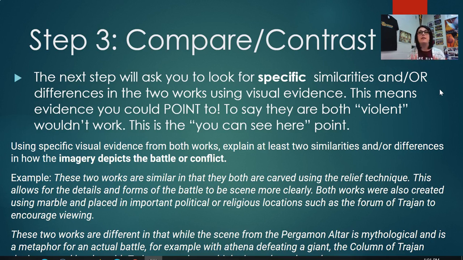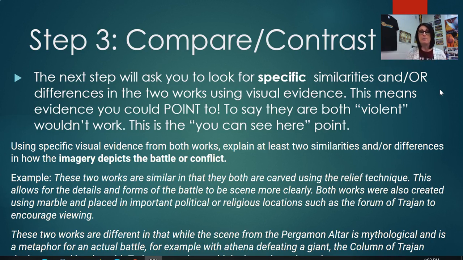Now, this is where you're using specific visual evidence. I call it the you can see here point. This is the particular step where, if you were standing in front of this work of art, you would support your argument that they are similar or different by pointing to something on the work. As you can see here, although don't say as you can see, leave the word you out of it.